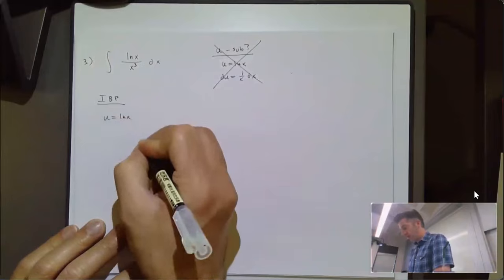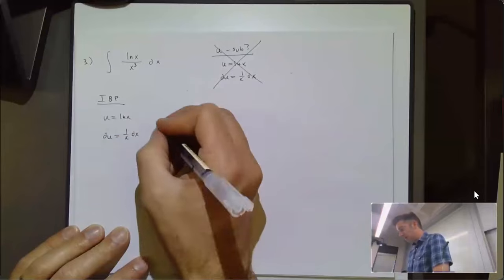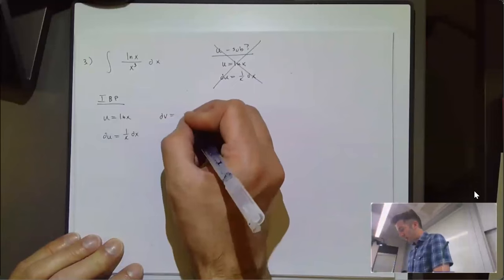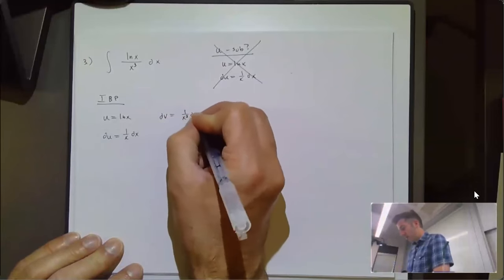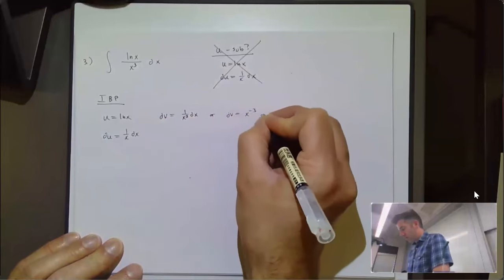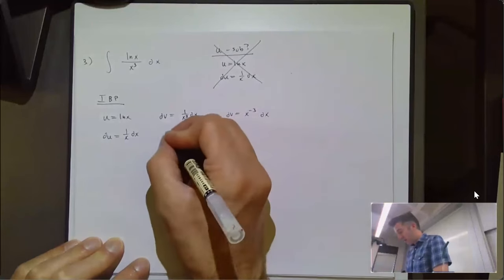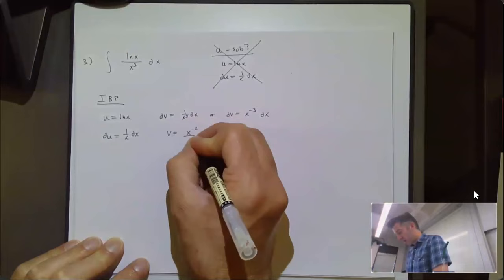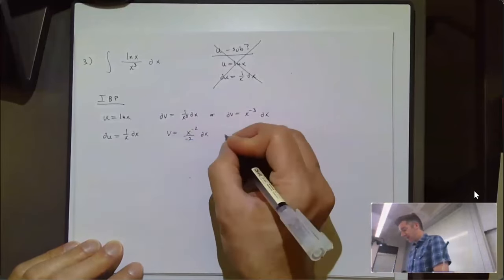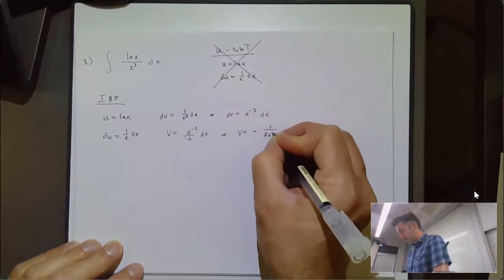So u equals natural log of x. du is 1 over x dx. And then dv is the rest. So if u is natural log of x, dv is 1 over x cubed times dx. Or if you prefer, x to the -3rd times dx. And I do prefer because that makes it easier to anti-differentiate. So then our v is going to be x to the -2nd over -2. Or I might write it as -1 over 2x squared.